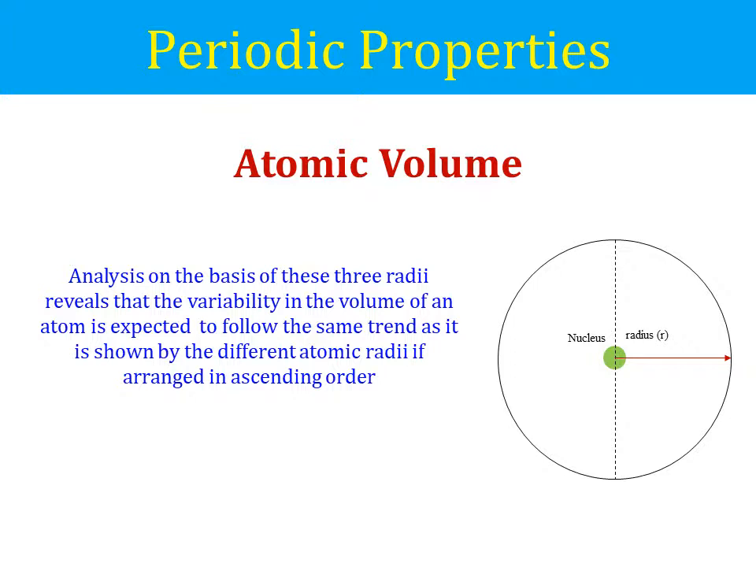Hence, if we follow this particular trend, definitely we are going to observe that the volume calculated by using the covalent radius is the least, which is lesser than the volume calculated by using the crystal radius, which is lesser than the volume calculated by using the van der Waals radius. This trend is obviously expected.